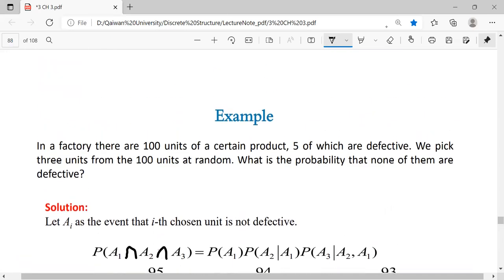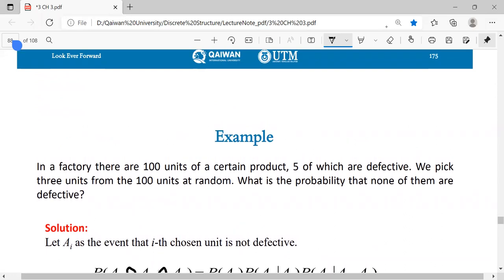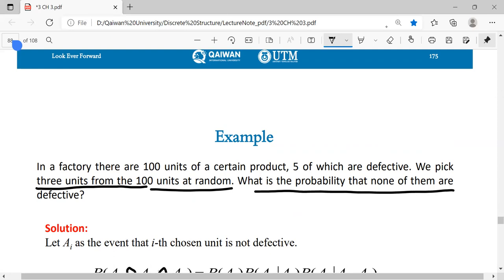These are intersections. Okay. It says in a factory, there are 100 units of a certain product, 5 of which are defective. Among 100 products, 5 of them are defective. We pick 3 units from the 100 units at random. So what's the probability that none of them are defective? Look, we have 100 products, 5 of them defective.